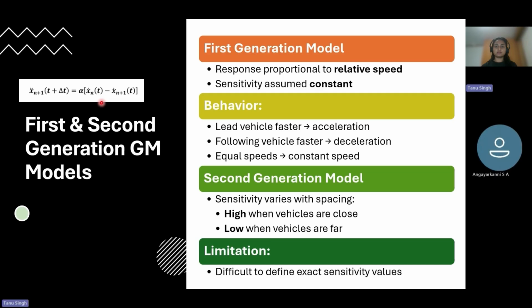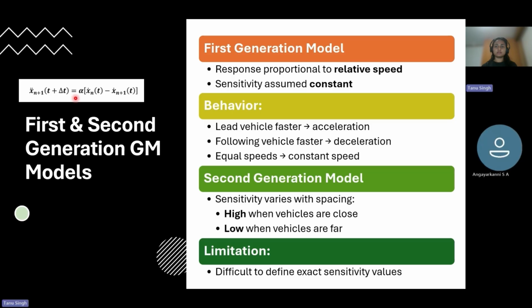If the following vehicle is faster, it will decelerate to maintain its safety. And if both are moving at constant speed, the following vehicle will continue at the constant speed. So this defines the acceleration. When both are moving at constant speed, the acceleration will be zero, so the following vehicle will maintain its constant speed.